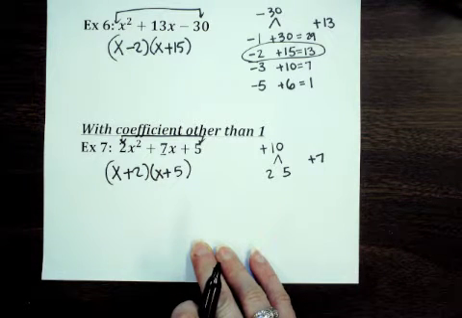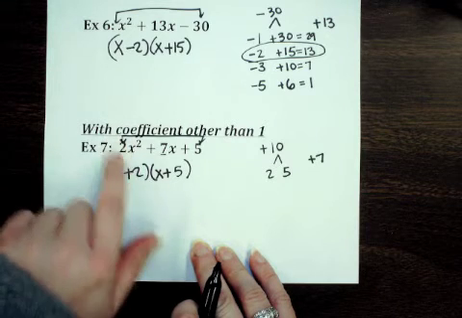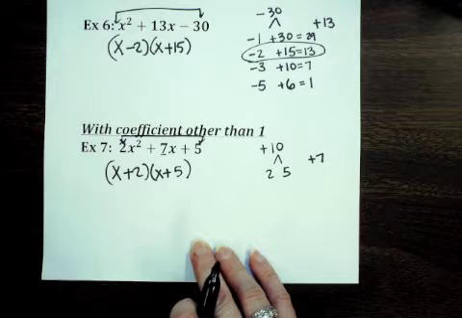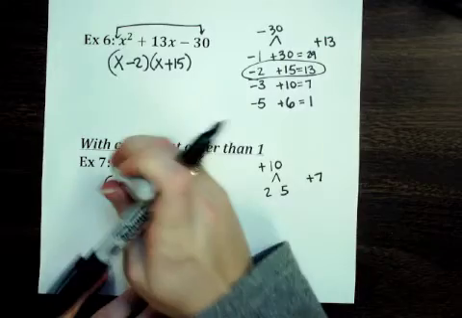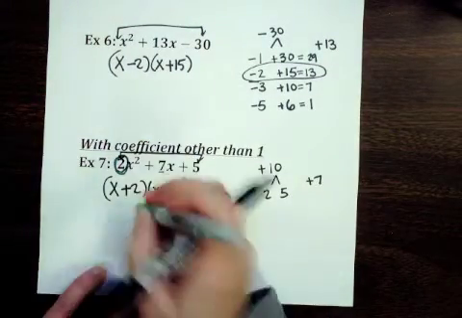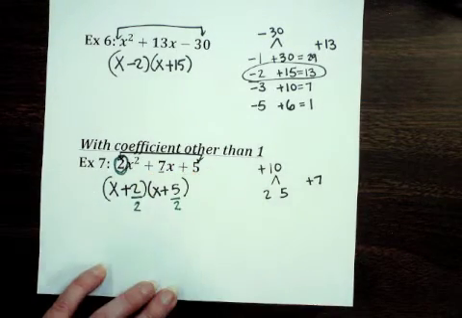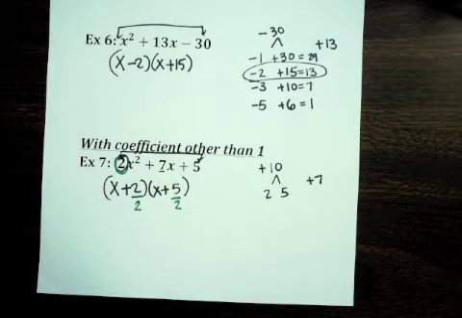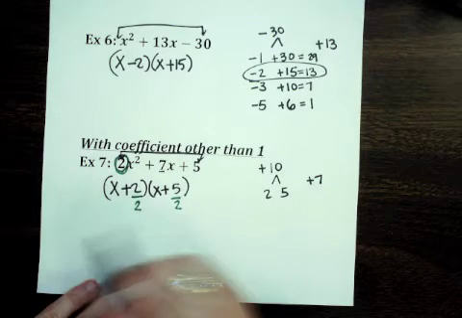But that is not my answer, because if I were to FOIL that, there's no way I could come up with a 2x squared. So we have this trick where we take and divide by that very first number. Because it has a coefficient other than 1, we divide both the factors by that number. You're going to divide and reduce. If it can't be reduced, you leave it, and I'll show you what you do.